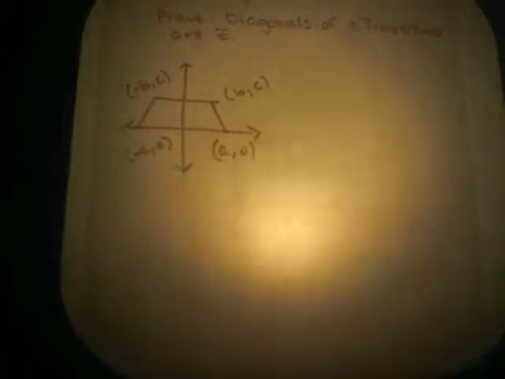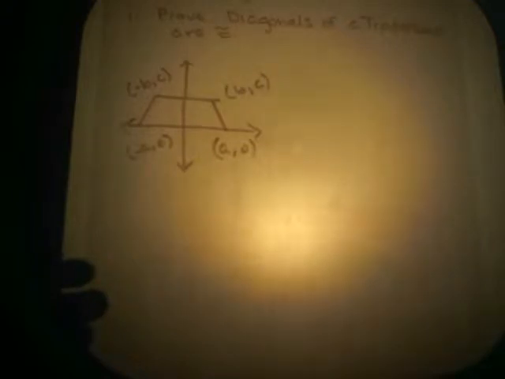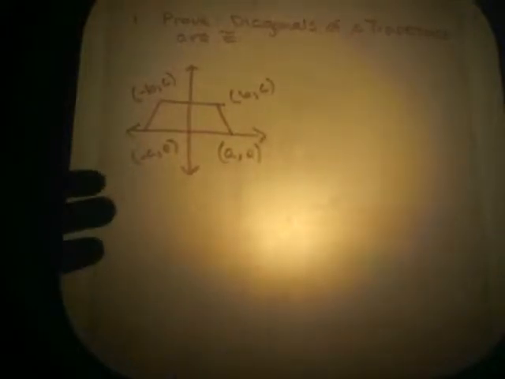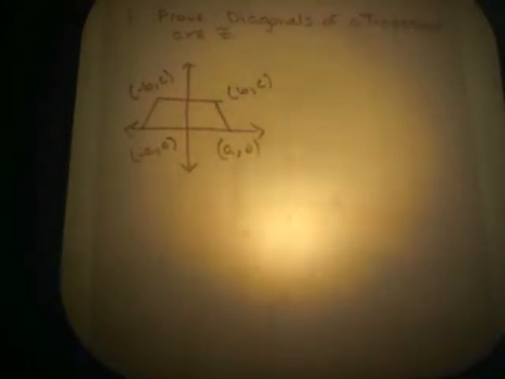Welcome back to our section on coordinate geometry proofs. We're looking at worksheet Reteaching 6-7, and this is number 1 at the bottom of the worksheet. We want to prove that the diagonals of a trapezoid are congruent. For my picture here, I have all of my points listed, and this is directly from your worksheet. And we want to show the diagonals are congruent.